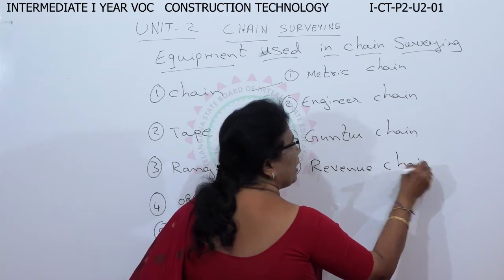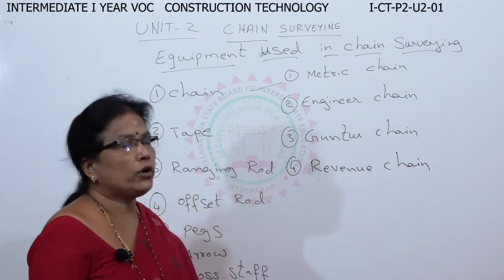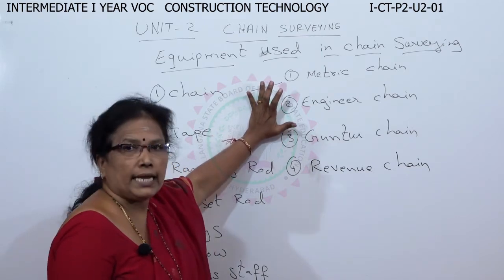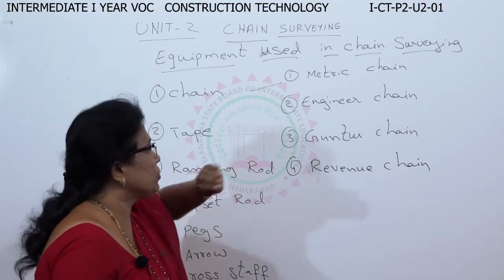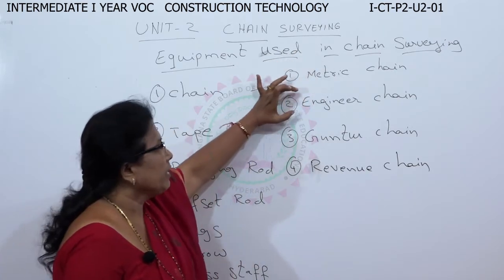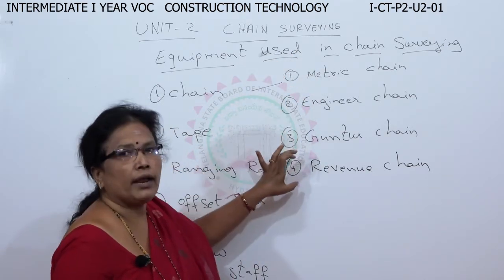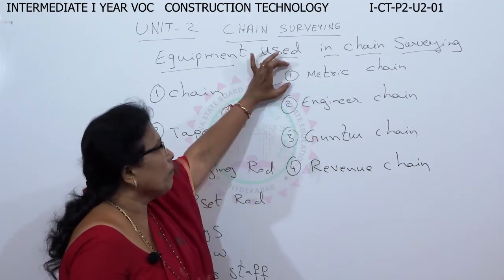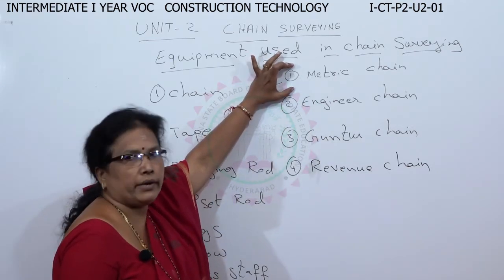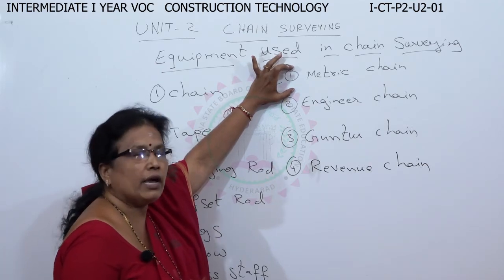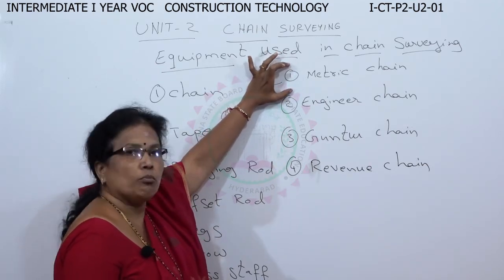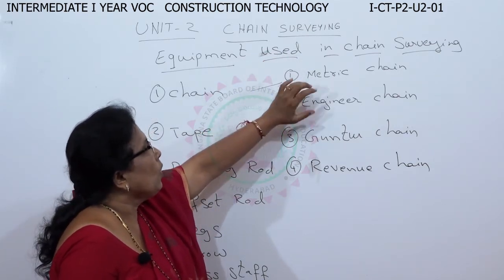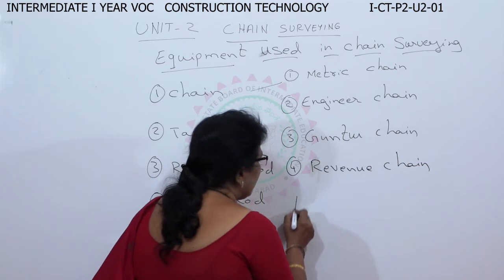This is also again a 2 marks question. They are going to ask you what the different types of chains are. There are 4 types of chains used. They are metric chain, engineer's chain, gunter's chain, and revenue chain. Now we will study about this. Mainly you are going to use the metric chain. This is the one we are going to use in our laboratory, and most of the people are using this metric chain only. Now this is the diagram of the chain.